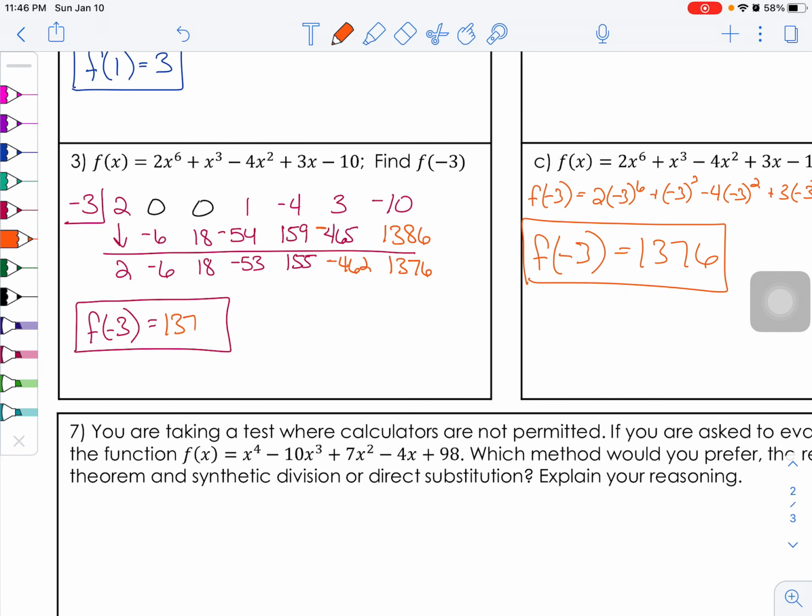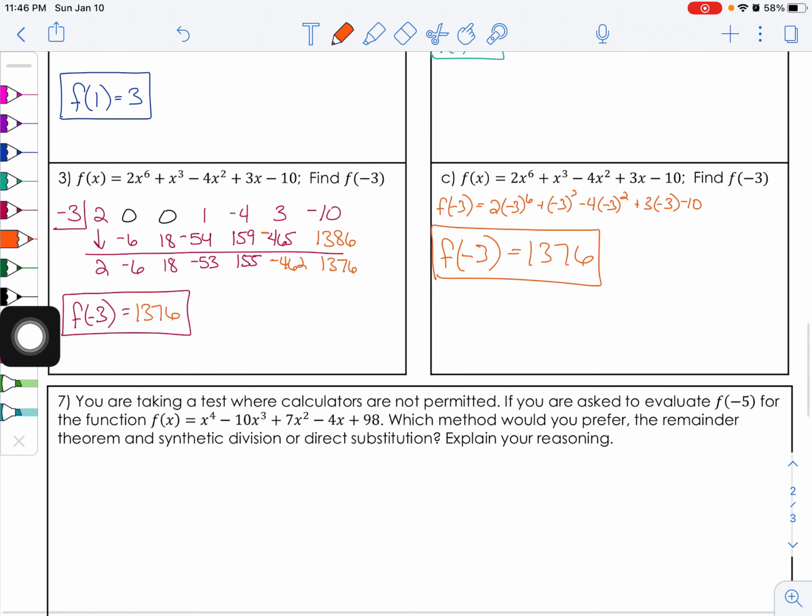All right. So this is basically a good example of, yeah, we make mistakes, it's okay. And this is a good place to check your work. So if you do have to do synthetic division, show the synthetic division, but then make sure that you double check your work. All right.